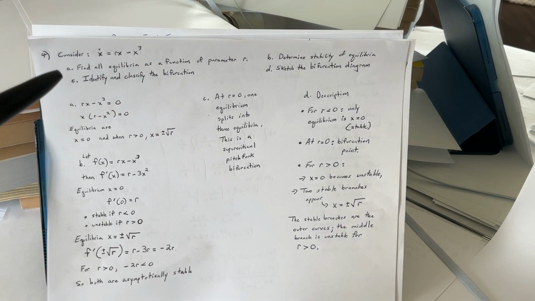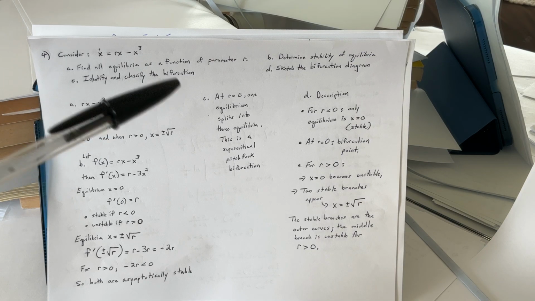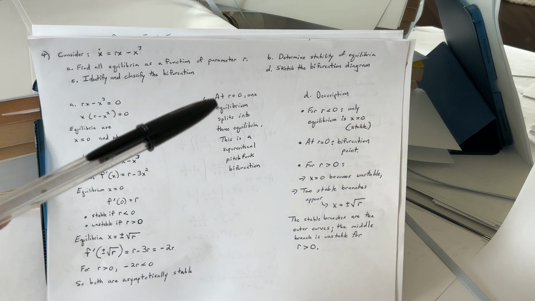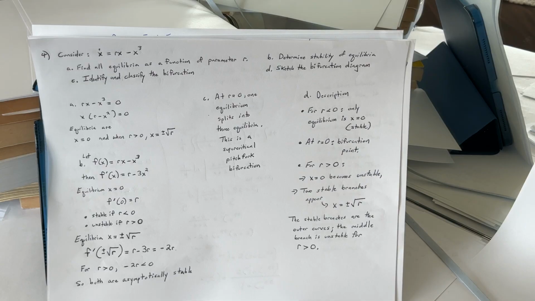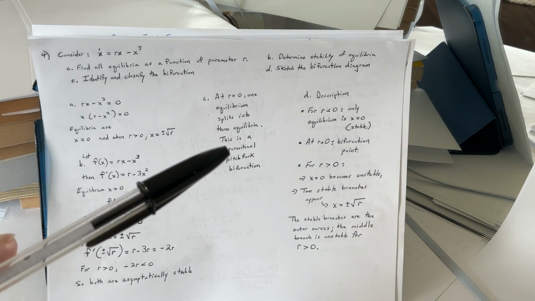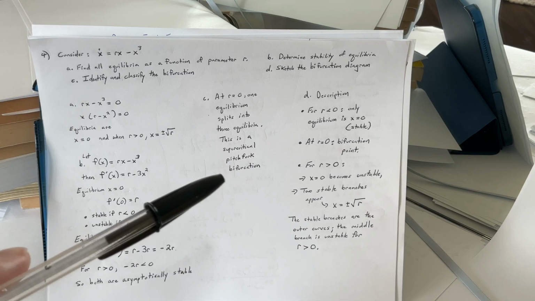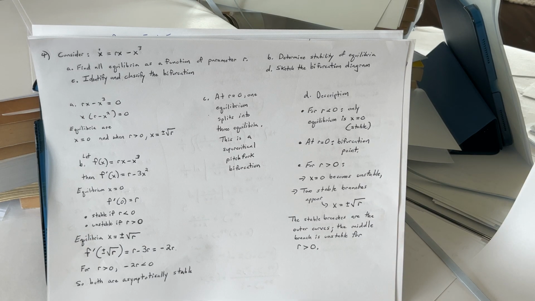Now, going to letter C, identify and classify the bifurcation. What we could say is at r equals 0, one equilibrium splits into 3 equilibria. And what we would call this is a supercritical pitchfork bifurcation. Remember, that's what that would be called. And again, this practice final exam assumes that you've seen all this stuff before, or hopefully. If not, review it, if you have time.